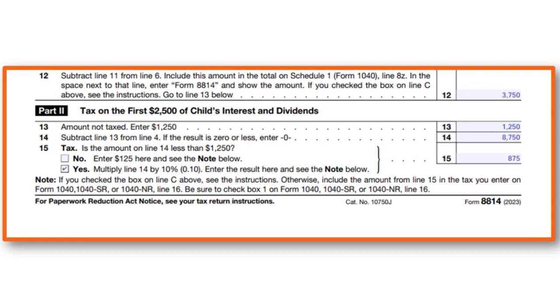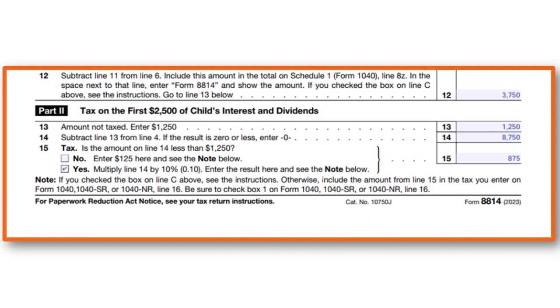On line 15, we're speaking about the amount of tax. The first part does not apply to us. It's one of those things where we have to see what really applies to us, and so we put yes. You have to multiply line 14 by 10%. Line 14 is 8,750, as you can see on the screen, and 8,750 times 10% gives you $875.